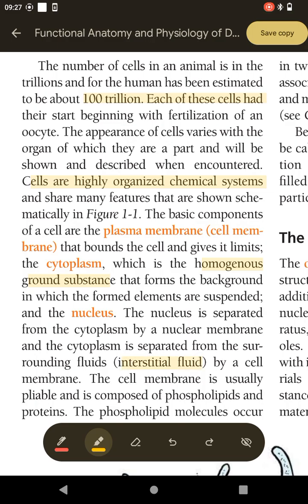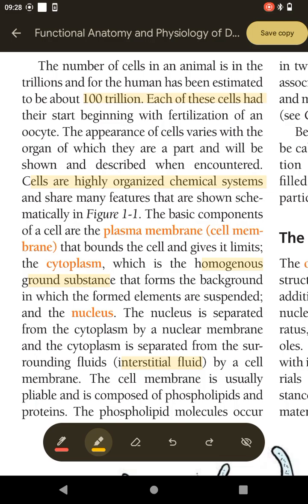Also, there is a boundary for each and every component. Like the nucleus is separated from the cytoplasm by the nuclear membrane, while the cell is separated from the surrounding fluid, known as interstitial fluid in the body, by the cell membrane.